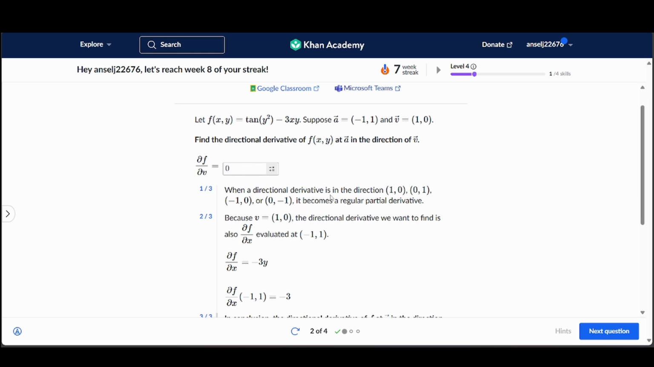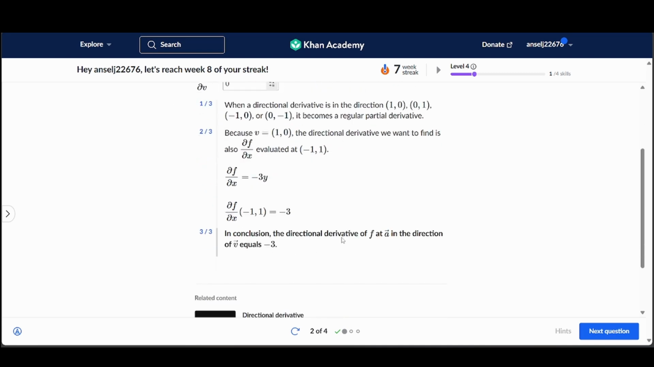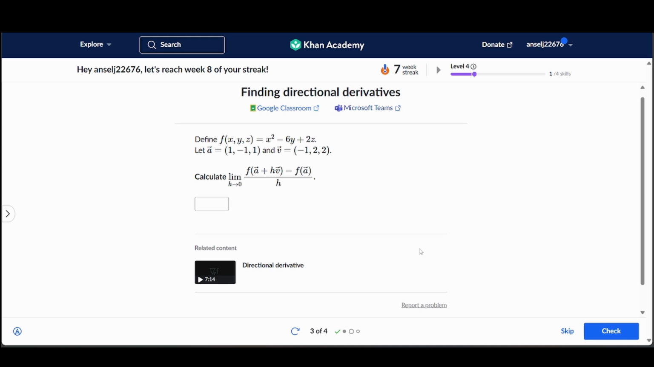It becomes a regular partial derivative. Okay. Oh, I should have seen that. All right, we can still clutch up though. It's only one mistake.